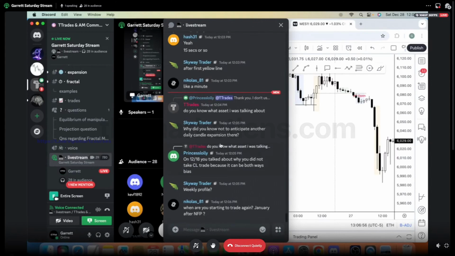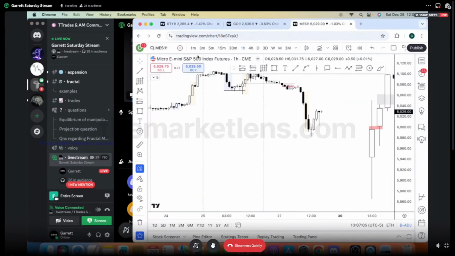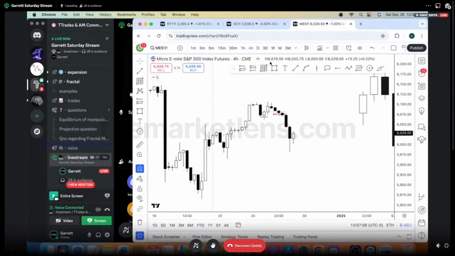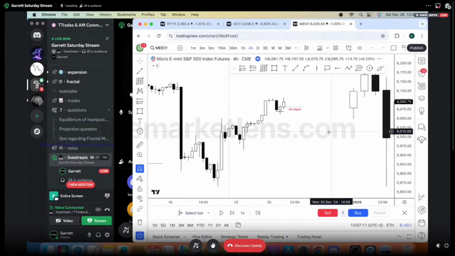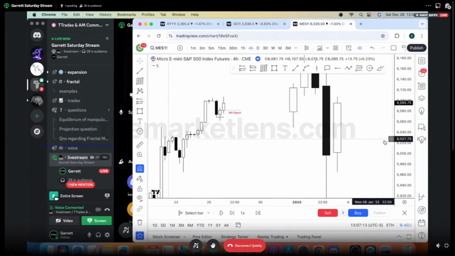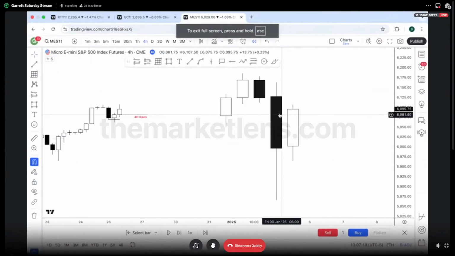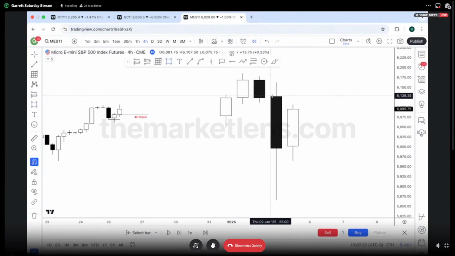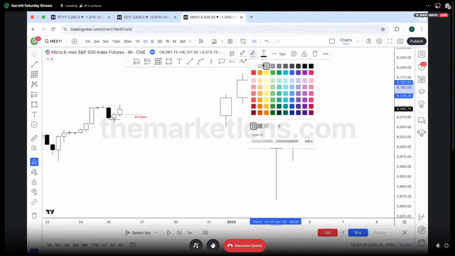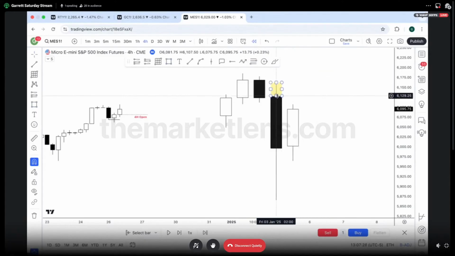Why do you know not to anticipate another daily expansion? Oh, yeah, sure. So again, what do expansion candles have in common? Any expansion candle, by the way, it can be a 4-hour, it can be any candle in the market. They all have these small opposing runs, right? So what does that mean? In a bearish candle, you're going to have this small wick, right? In a bullish candle, you're going to have a small bottom wick. So basically a small wick and a large body. That would be an expansion candle, right?